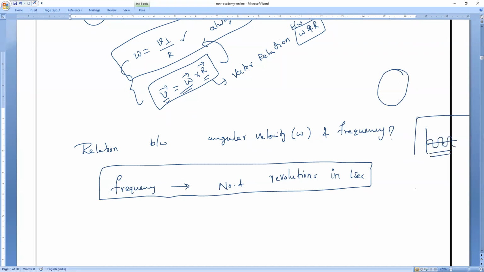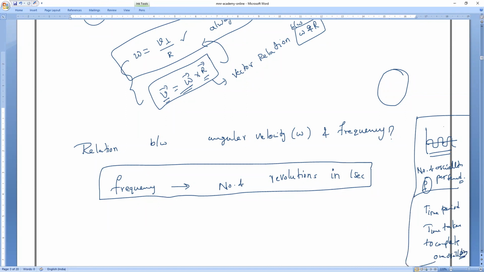Am I right or wrong? Everybody? Yes. Number of oscillations per second, we used to call frequency. Am I right or wrong, all of you? Yes. And in the same way, what do you mean by time period? Time period also tell me. We all know: time taken to complete one oscillation. So one oscillation time, we used to call time period.